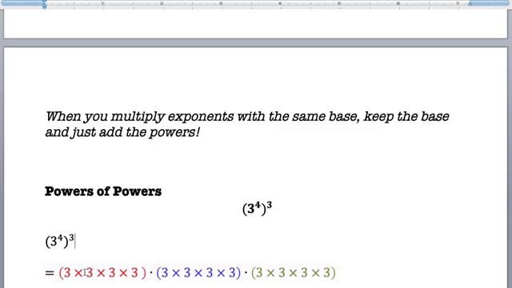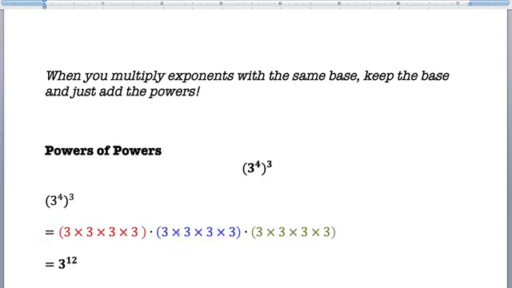3 to the 4th power times 3 to the 4th power times 3 to the 4th power, 3 times. That's a whole lot of 3s. In total, we have 1, 2, 3, 4, 5, 6, 7, 8, 9, 10, 11, 12. So there are 12 total. Or, if you figured out the shortcut, it's 4 3 times. So you can count by multiples of 4: 4, 8, 12. Keyword: multiples.